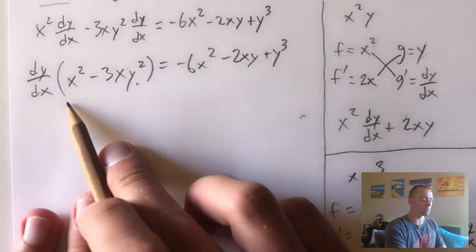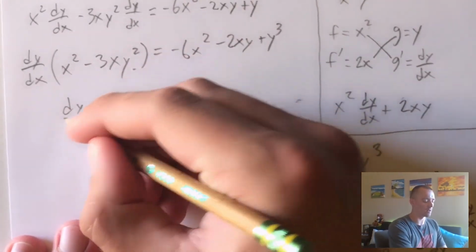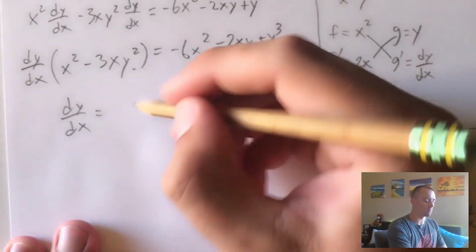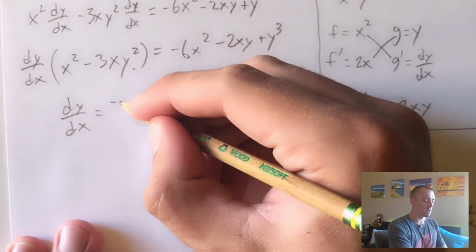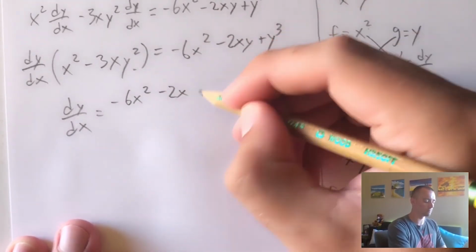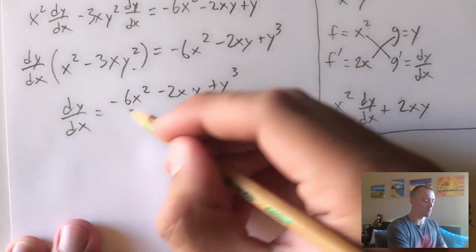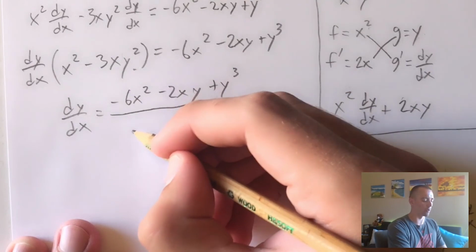And then we can just divide this over to the other side of our equation, giving us dy/dx equals all this other stuff on the right side of the equation divided by what we had here in the parentheses.